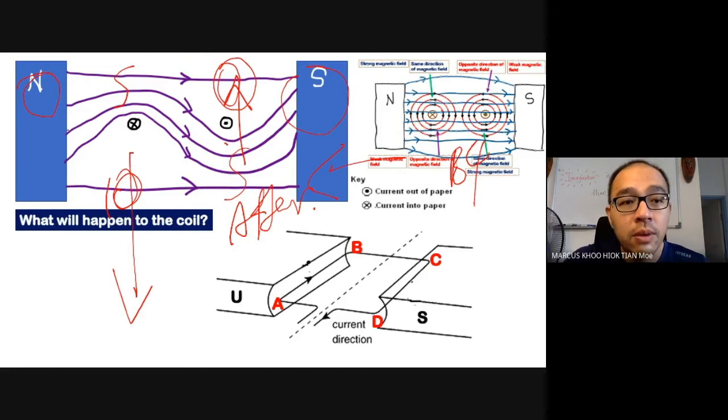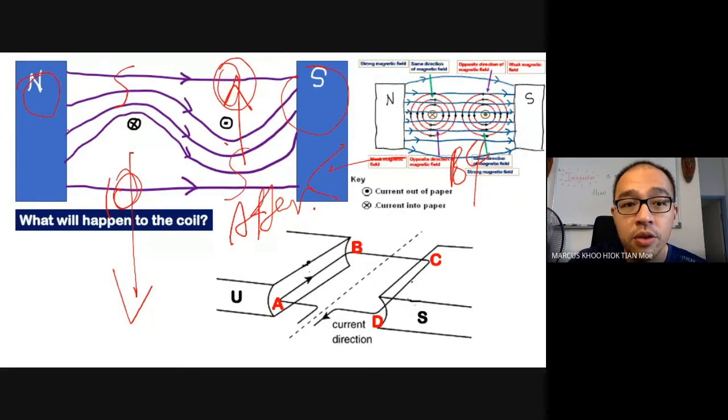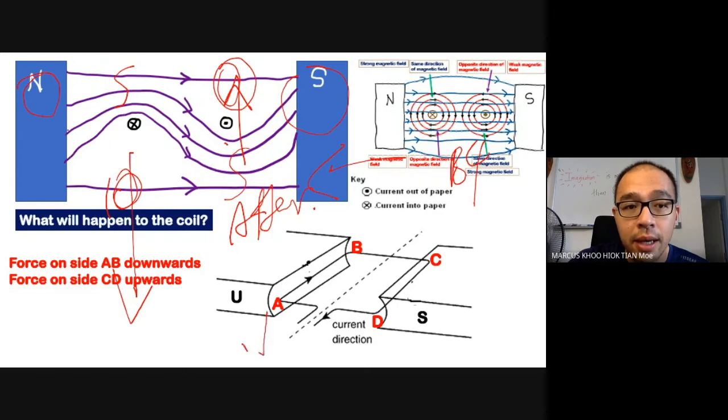Okay, so what will happen to the coil? The coil will move how? Clockwise or anti-clockwise? Anti-clockwise. Okay, it will move anti-clockwise. You find that AB will move downwards, and CD will move upwards. And so the rotation now will be anti-clockwise.